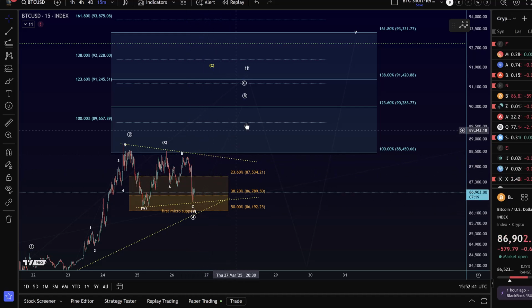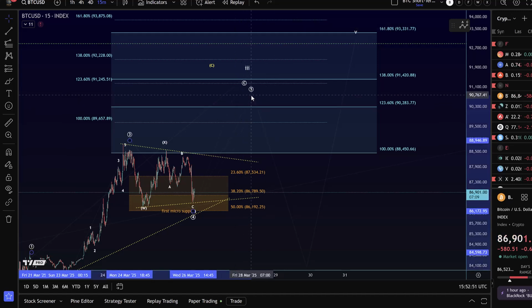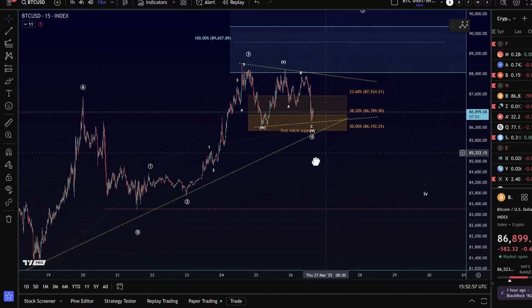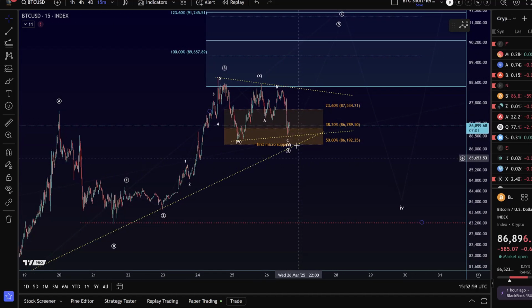But if we push higher, 89,657 is the next upside level to watch, then 90,283. Ideally, though, I'd like to see Circle Wave 5 get to at least 91,245. I'm still watching for that. I would still like to see another high. This is again getting very protracted, but it could easily be a wave 4.